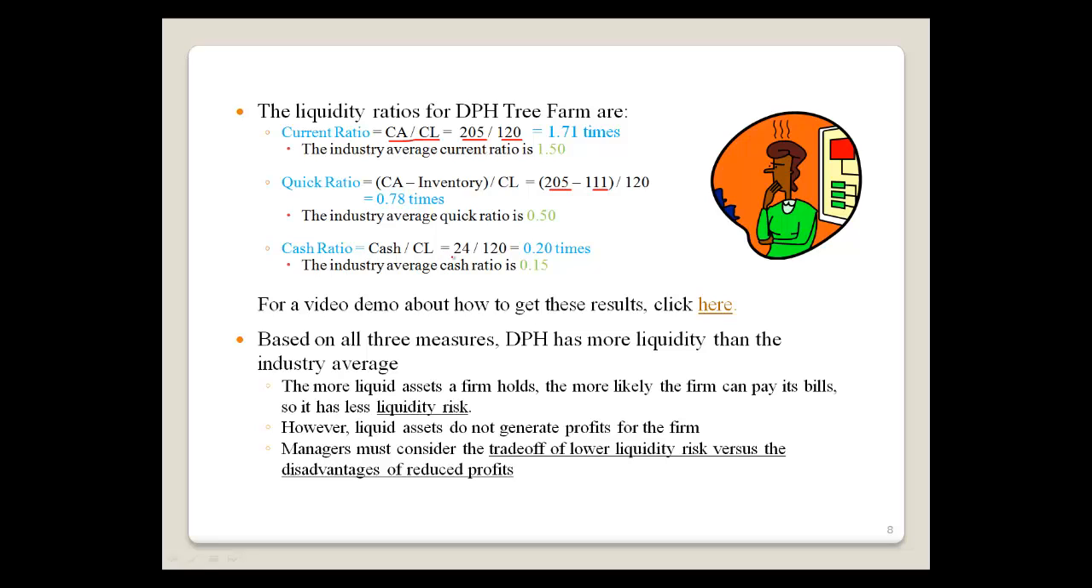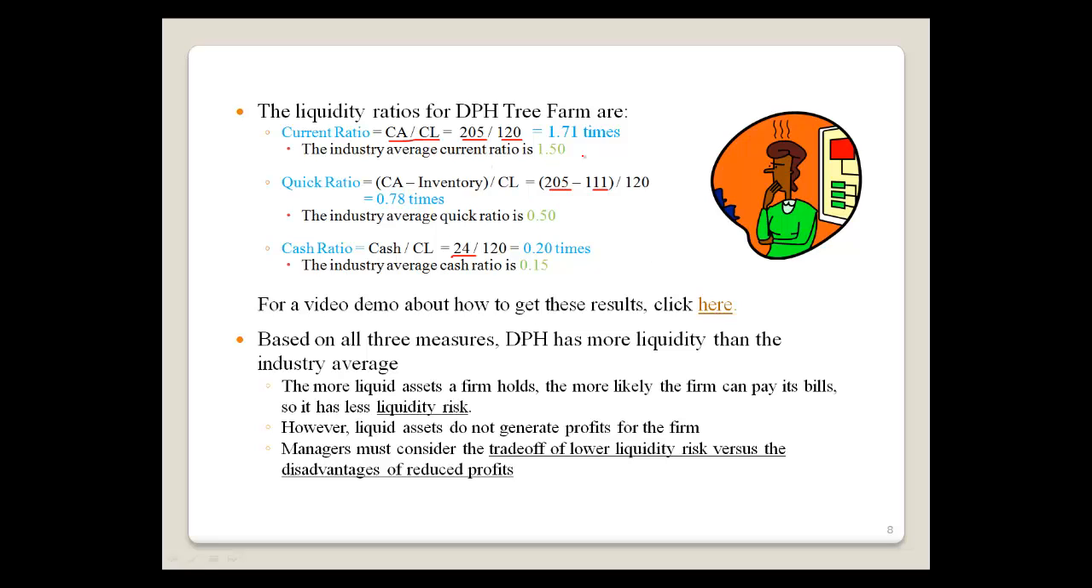Cash ratio, cash balance amount, you can find it from the balance sheet. Okay, so if you need more explanation about how to get these readouts, click here to go to the textbook website, and you can see a video that explains how to get these readouts. I will also have the link to this video under the web links in D2L.